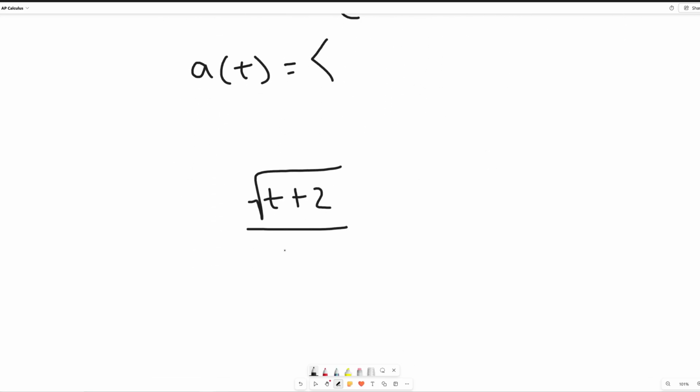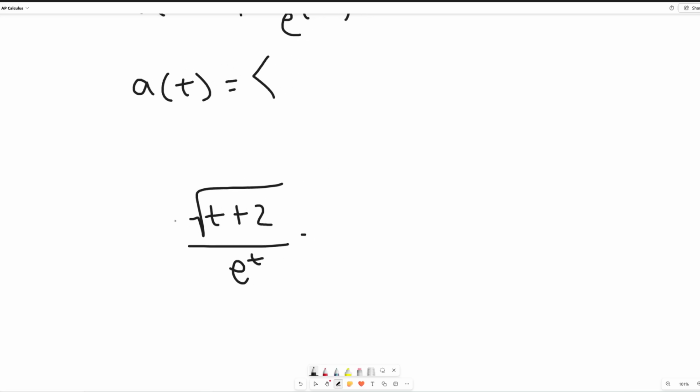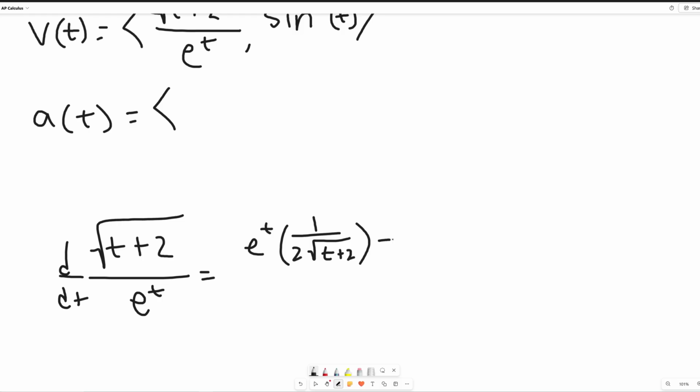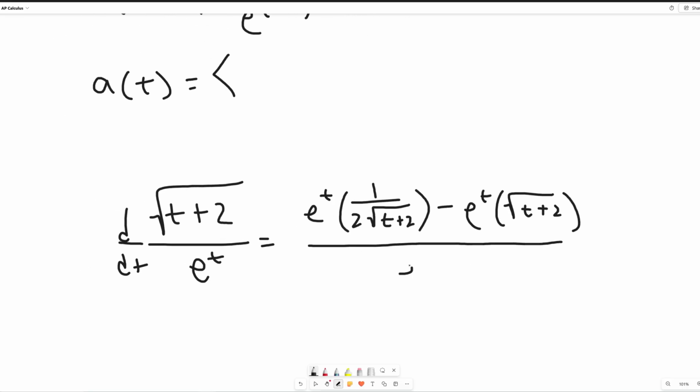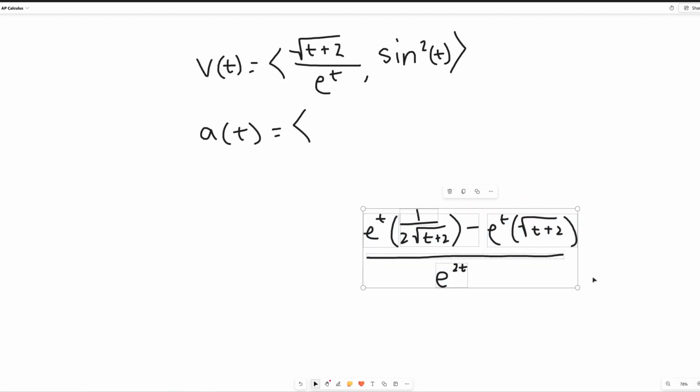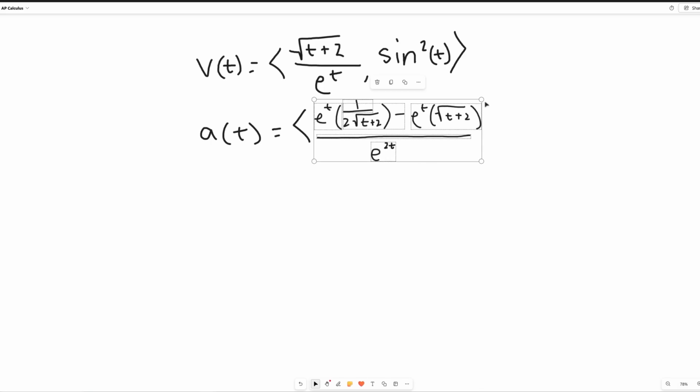So you take the derivative with respect to t, nothing fancy. So the derivative, we're going to use the quotient rule. e to the t times the derivative of t plus 2, which is 1 over 2 square root t plus 2, minus e to the t square root t plus 2, over e to the 2t. Alright, this long equation is our first part of our acceleration vector.